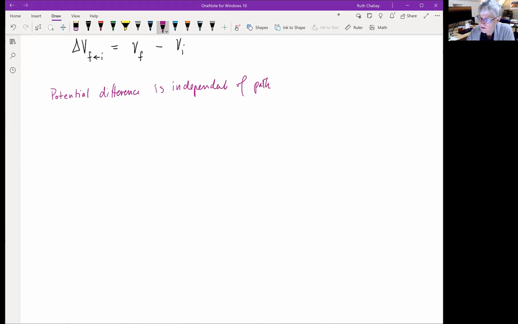Is sort of equivalent to saying the round trip potential difference is, in any situation, going to be 0. So if you start at A, go to B, C, D, and come back to A, it's going to be 0. And here's just a simple example that I think makes that a little clearer.